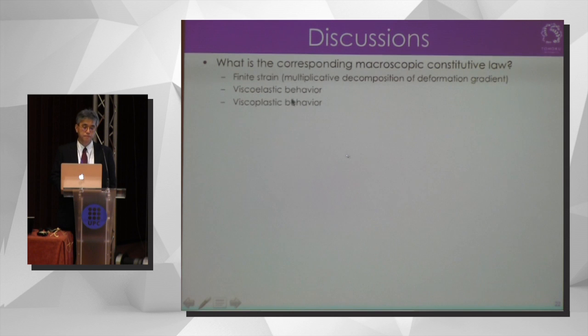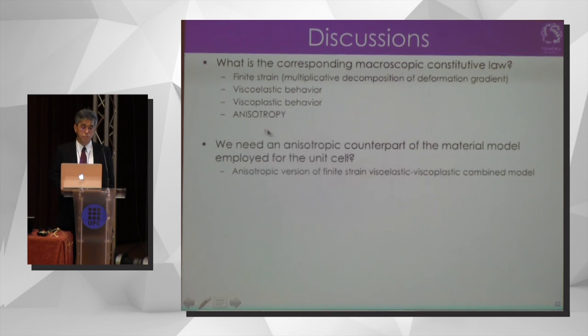Then the question is, what is the corresponding macroscopic constitutive equation involving the finite strain, viscoelastic and viscoplastic type behavior? But more importantly, we had entropy. So we need an isotropic counterpart of the material model employed for the unit cell. That is, we should have an isotropic version of finite strain viscoelastic viscoplastic combined model. Okay, do we have it?